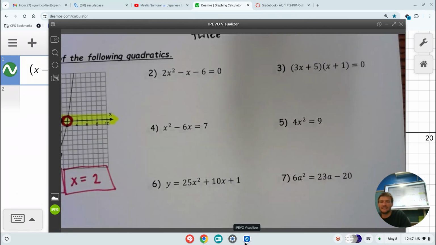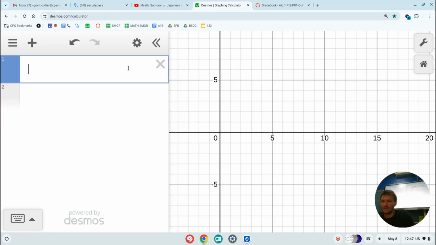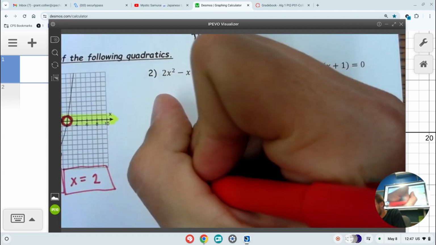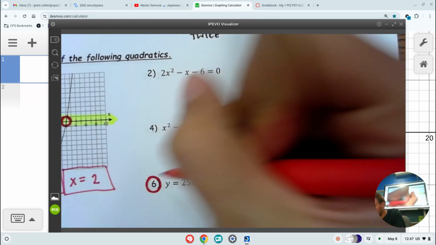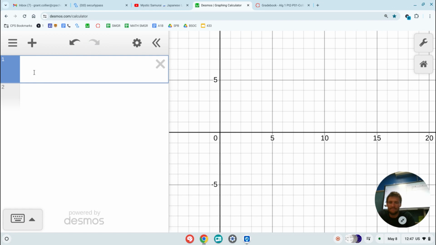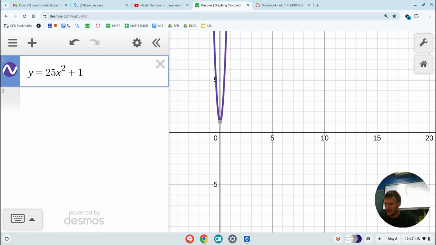But the good news is we have DESMOS, and DESMOS is a super powerful computer that can do this for us. The first question that we're gonna do, and I promise there's a reason for this, is we're gonna do question number 6 first. I know that's a weird place to start. We're gonna type in whatever we see, y equals 25x squared plus 10x plus 1. I'm gonna make sure to hit the home button to zoom in.